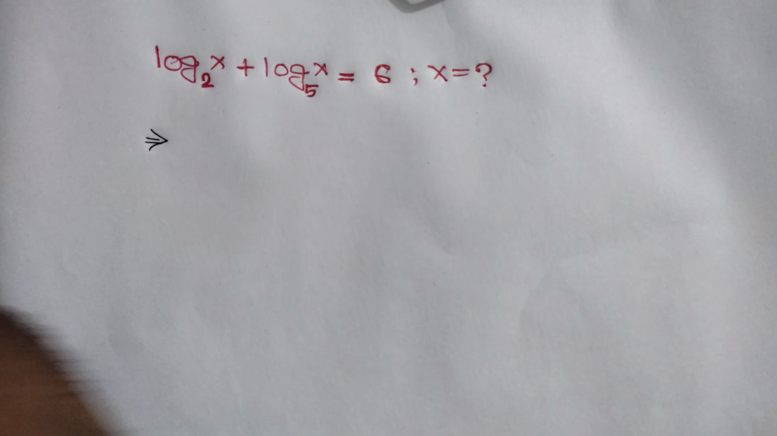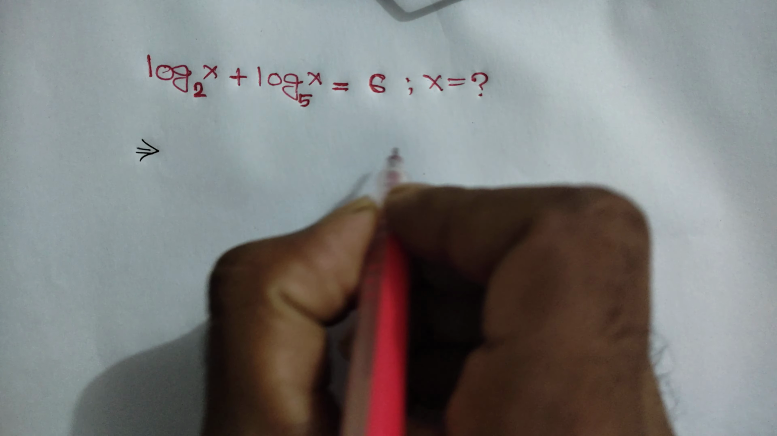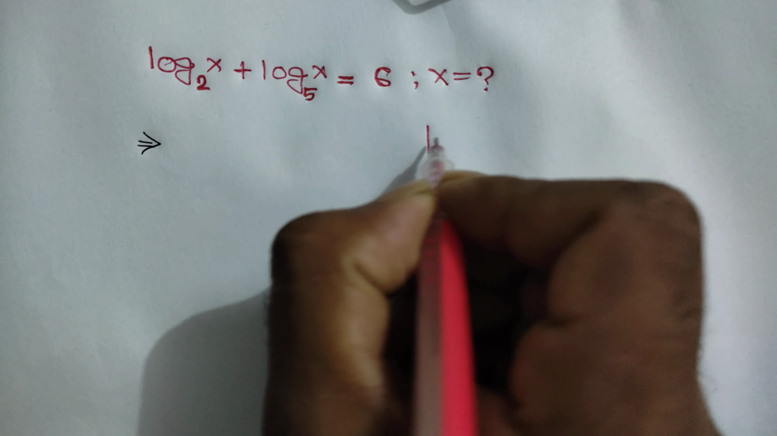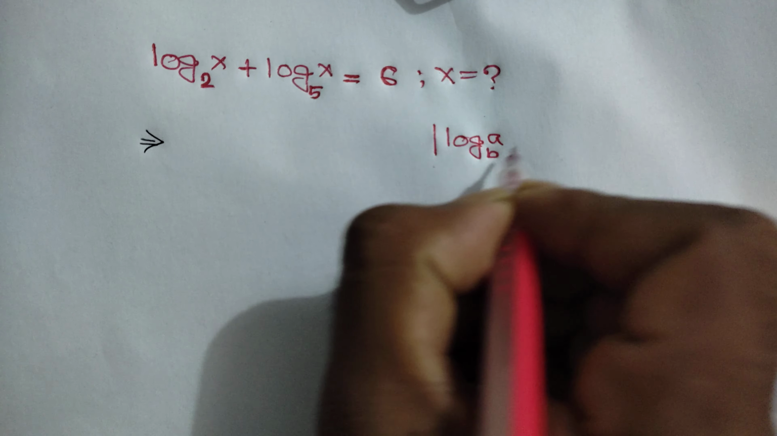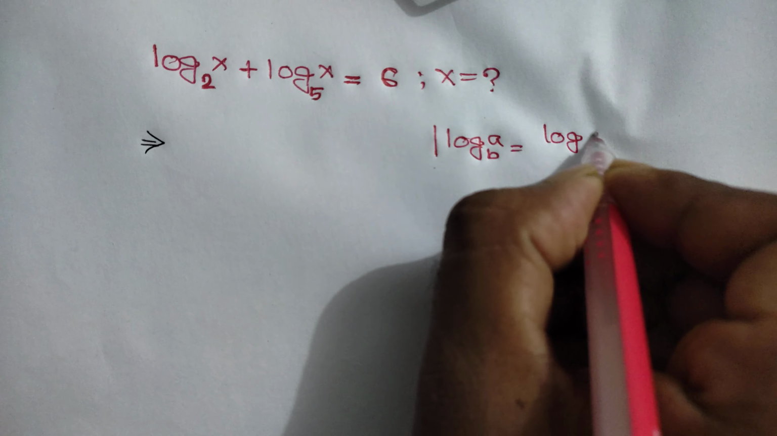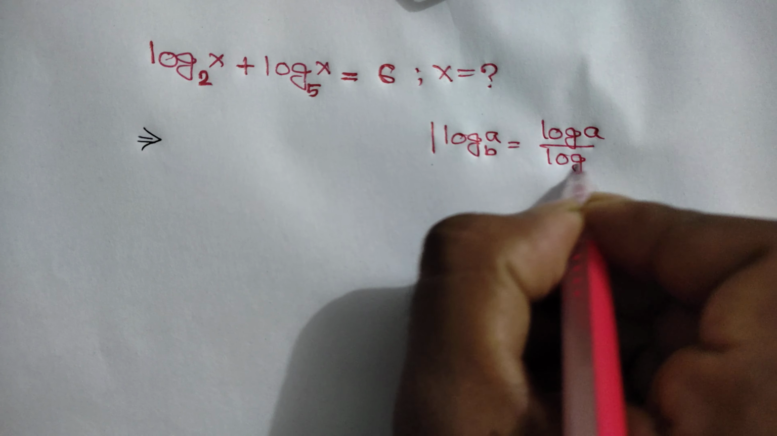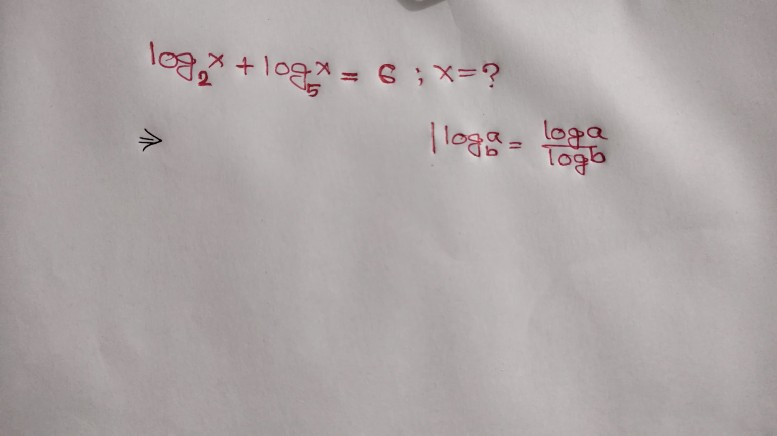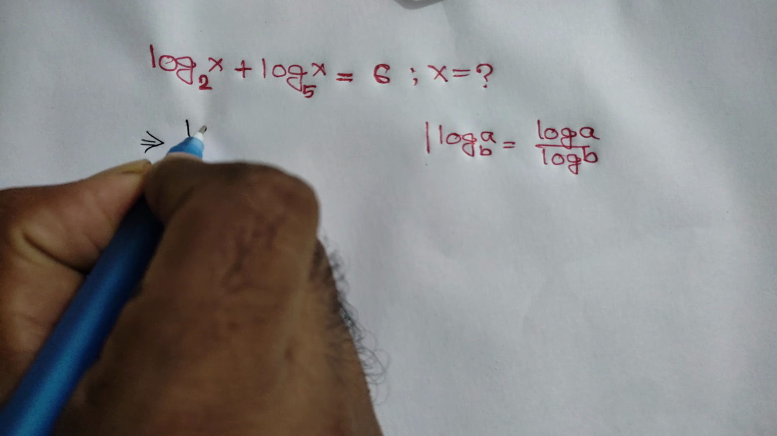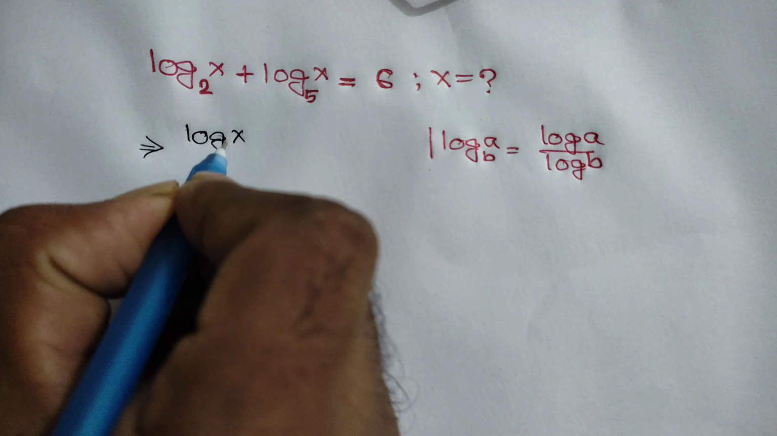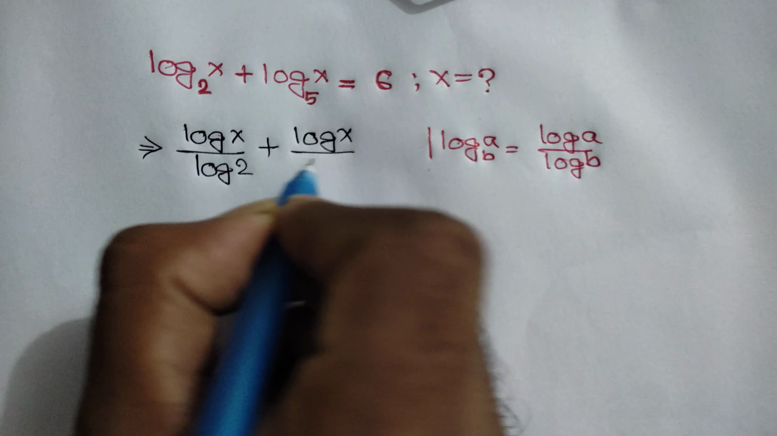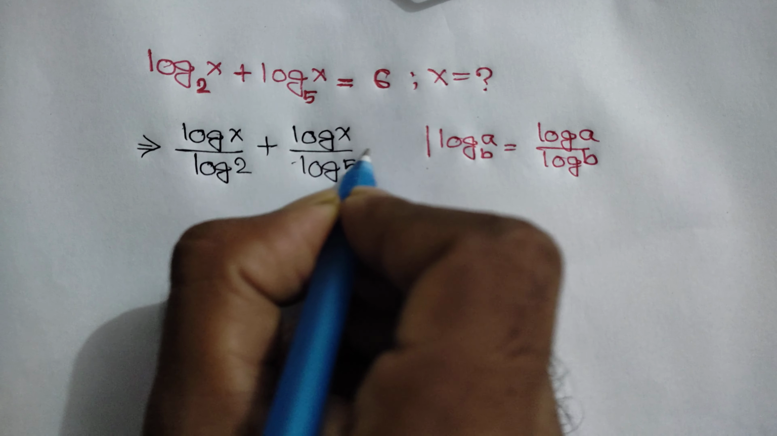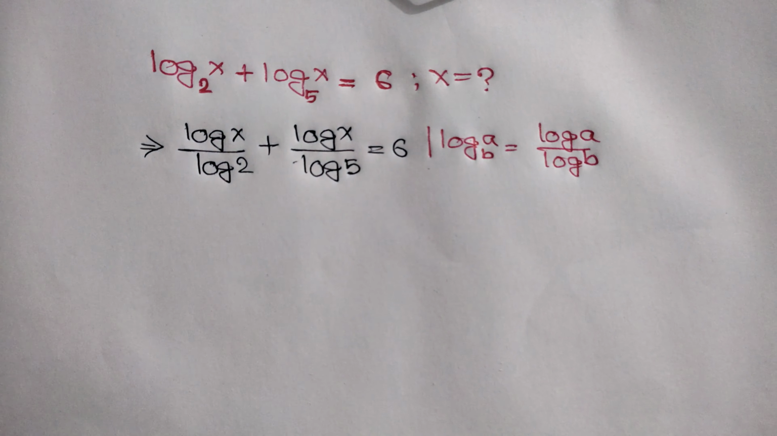We know a logarithm formula: log of a base b is equal to log of a over log of b. Now apply this formula here. We can write log of x over log of 2 plus, similarly, log of x base 5 is log of x over log of 5, is equal to 6.